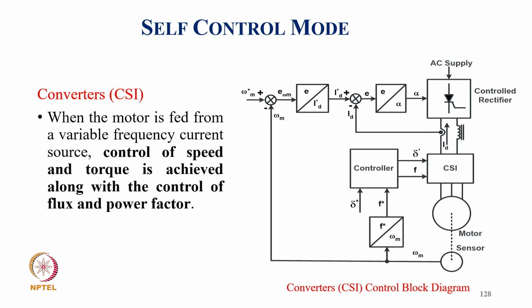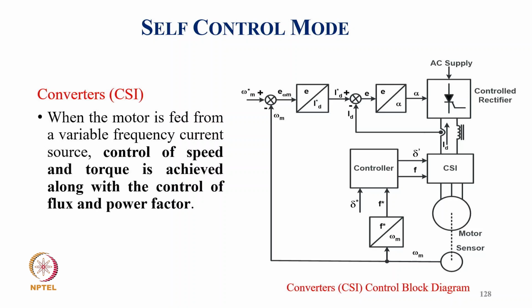Now coming to the current source inverter. When a motor is fed from a variable frequency current source, control of speed and torque is achieved along with the control of flux and power factor. We have a reference speed and a speed sensor, and a controller which decides the DC link current from the error. We sense the DC link current, and that error goes to the firing angle control of the thyristor converter, which decides the DC link current. From the same speed we go to the frequency, and with the power angle we go to the current source inverter control.